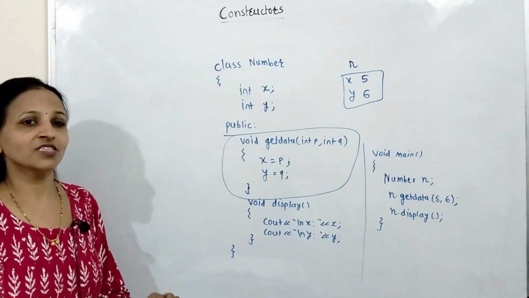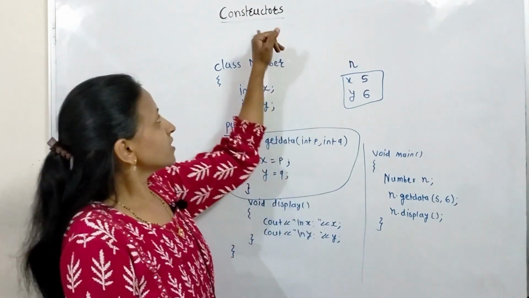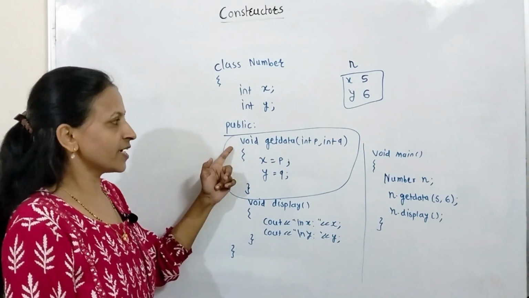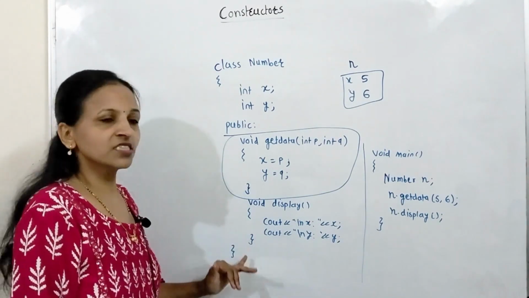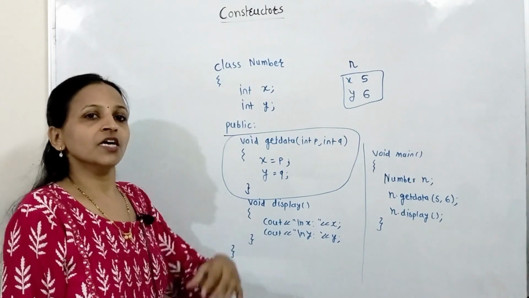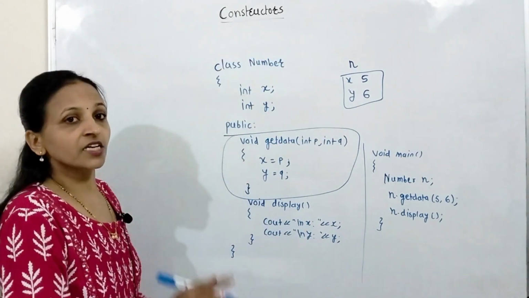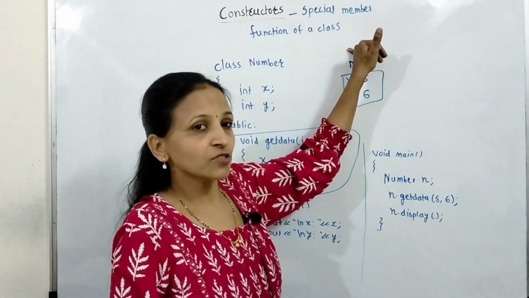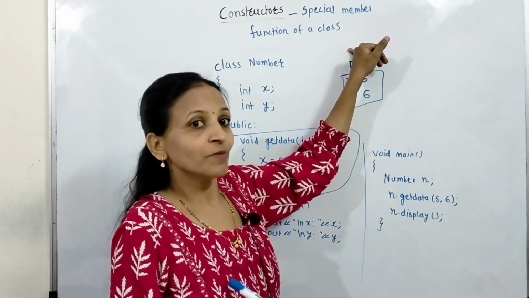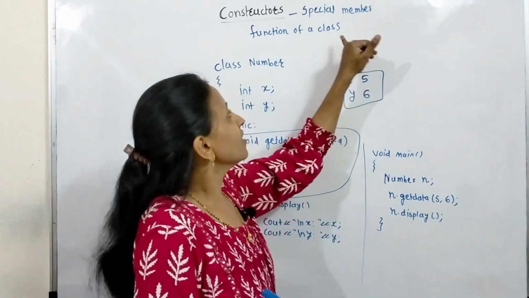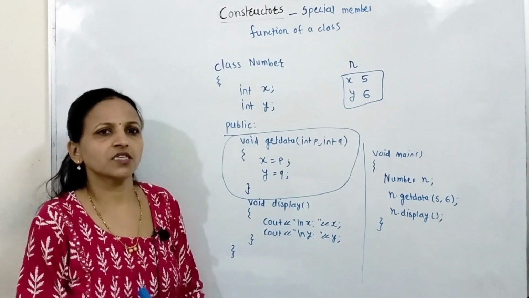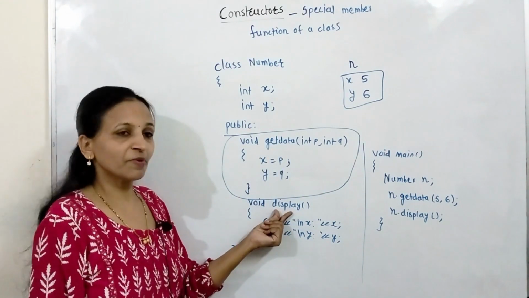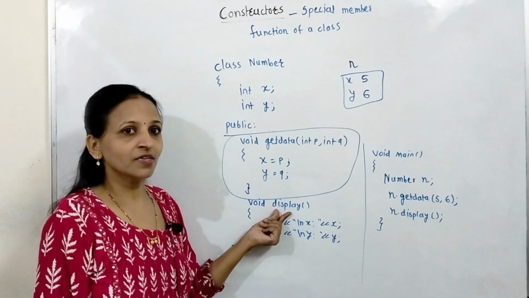Now let us see first what a constructor is. A constructor is a special member function of a class. See, this getData is a member function of a class. This display is again a member function. In the same way, a constructor is a special member function of a class. Why is it called special? Because it has the same name as the class name. See, this member function has the name getData. This member function has the name display.